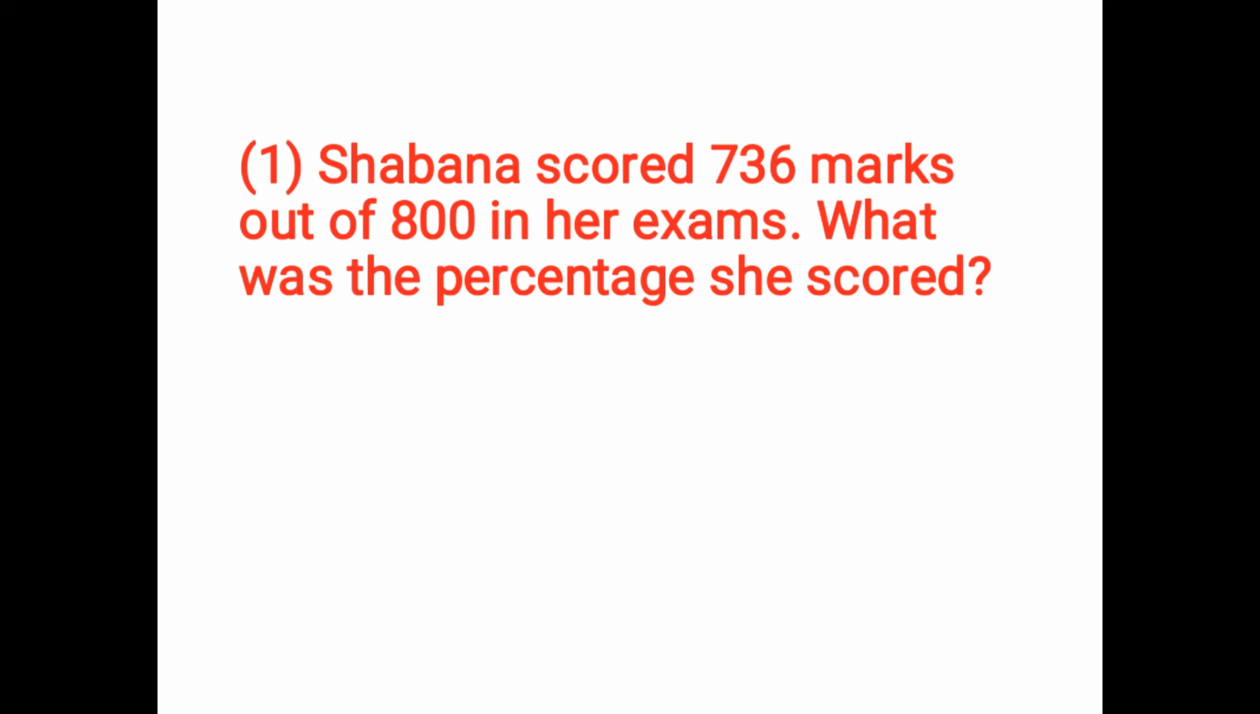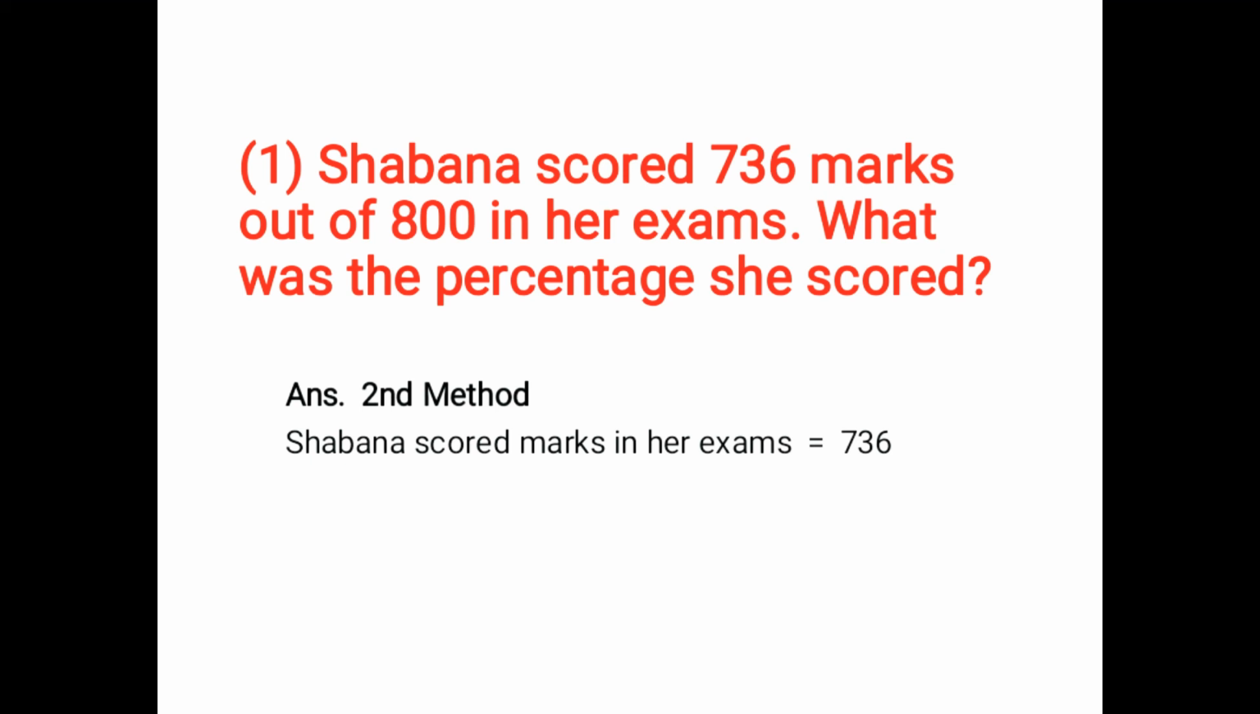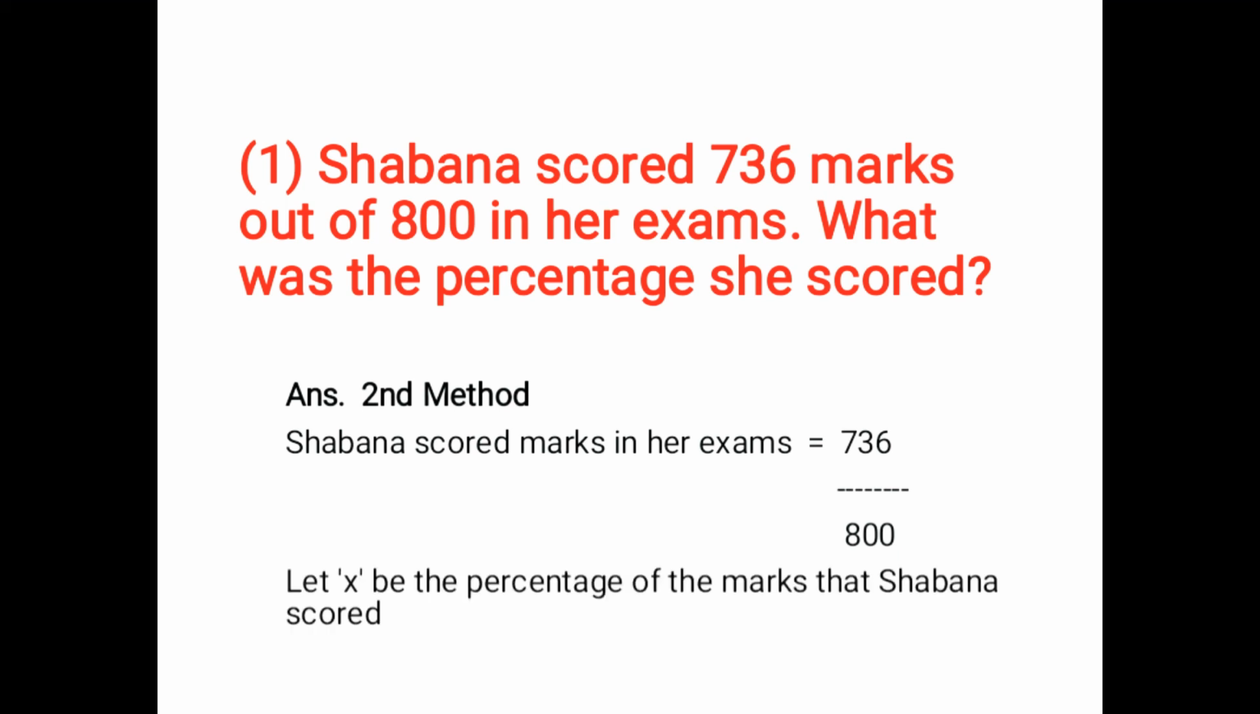Now I'll do the second method. The statement you have to write is the same. Okay, starting. Shabana scored marks in her exams is 736 upon 800. Then the second statement is different. Let x be the percentage of the marks that Shabana scored. X be the percentage means x percent you have to take. X percent means x upon 100.